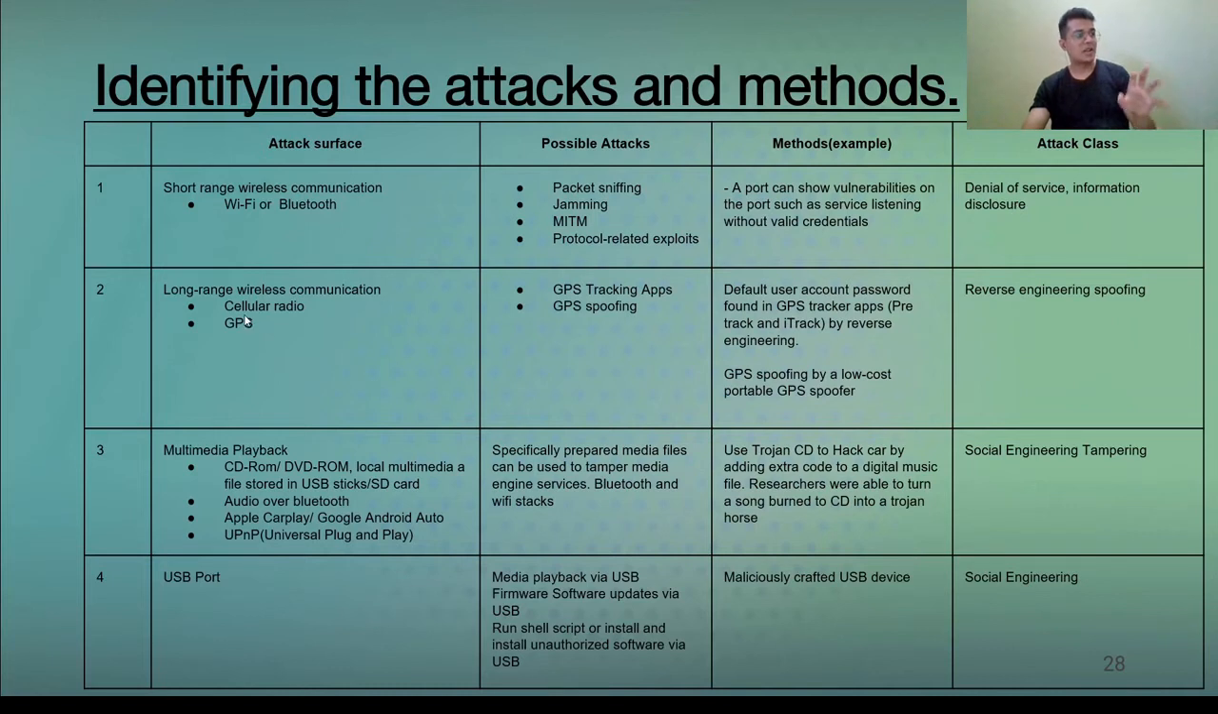Similarly, you have your cellular and radio, GPS, which are long range. So you can have your GPS tracking apps and GPS spoofing. Okay, what could be the method? Default user account password found in the GPS tracker apps, such as PreTrack or iTrack, by reverse engineering. Then GPS spoofing by a low-cost portable GPS spoofer.